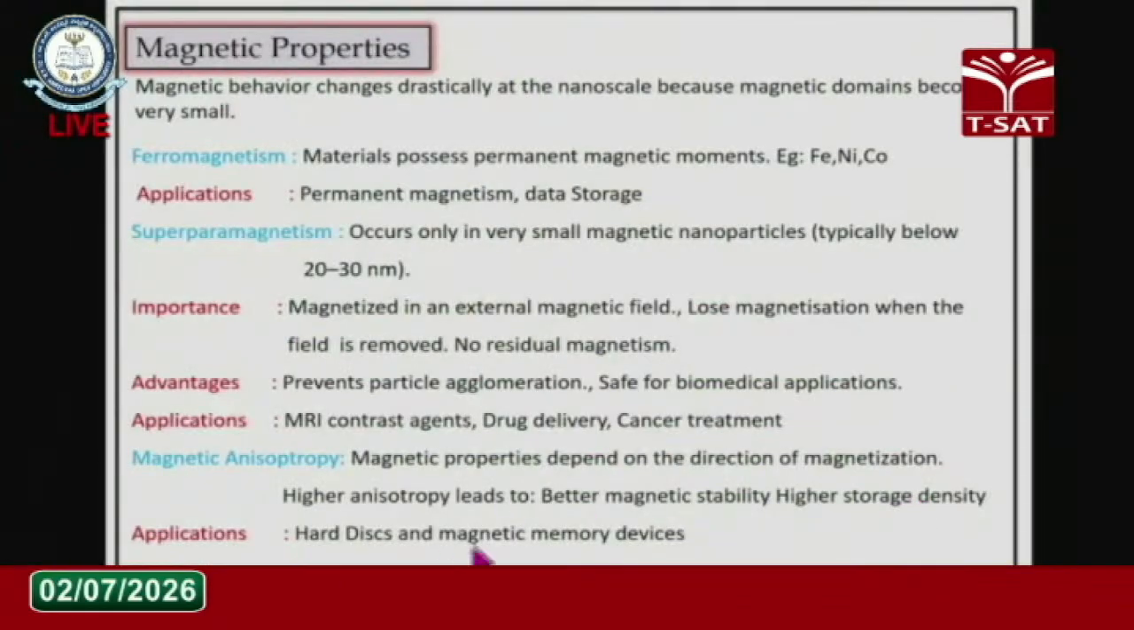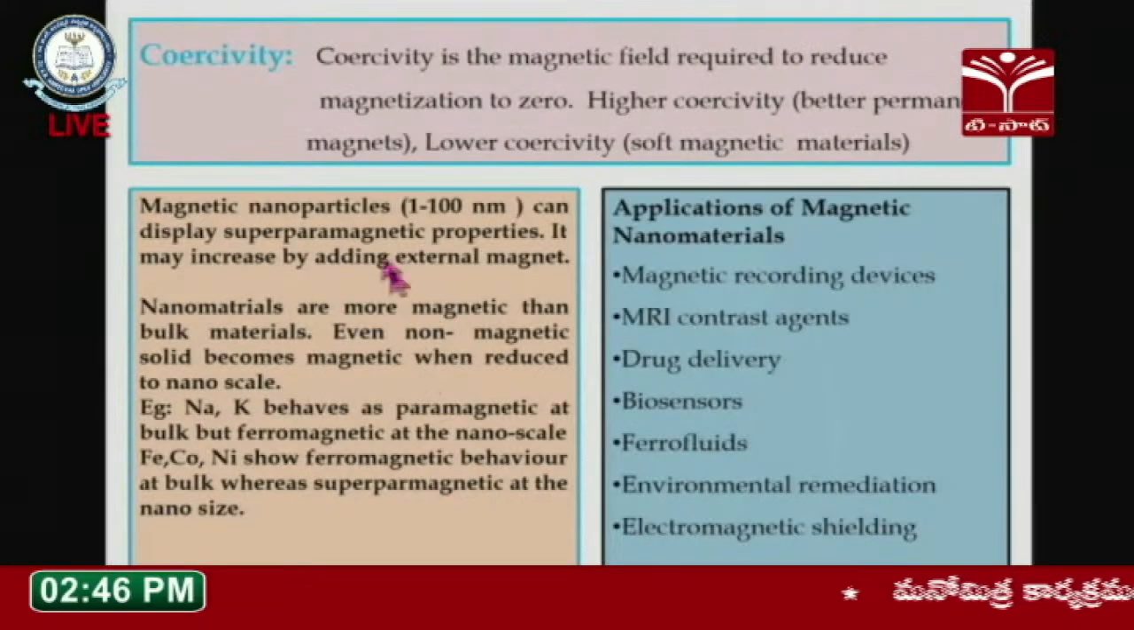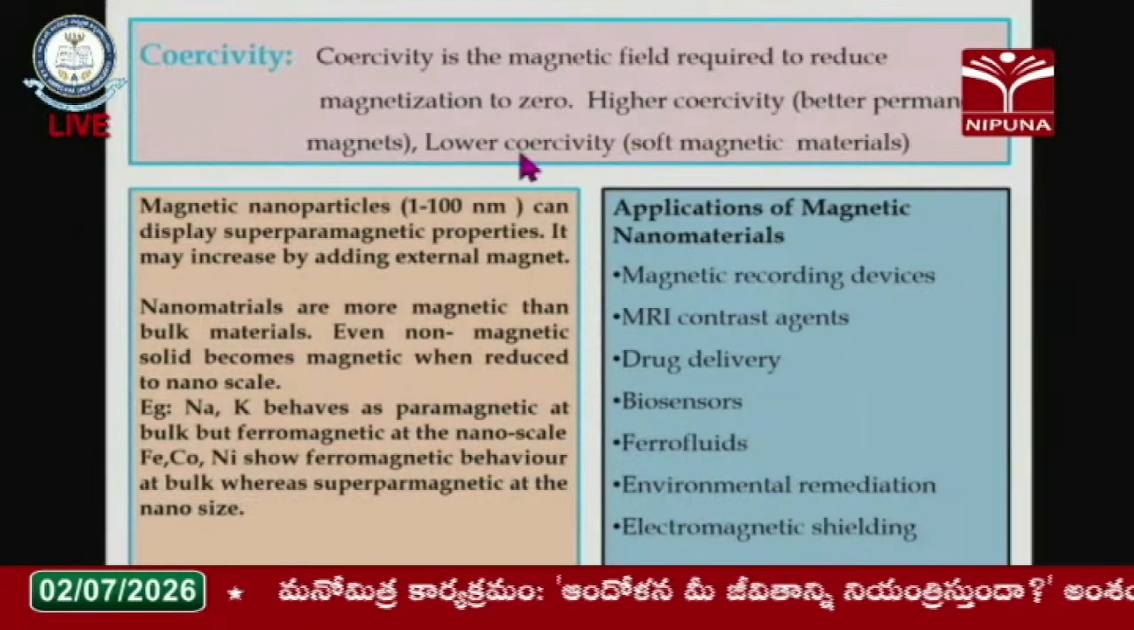Now coming to magnetic anisotropy, it is another important property of nanomaterials, that is orientation. Anisotropy is nothing but the orientation of the magnetic field. Earlier in the previous slides I have shown the bulk domains and the nano domains. All those domains have to orient themselves to the external field. So that's the reason magnetic anisotropy is a main property, and these are used for magnetic memory devices.